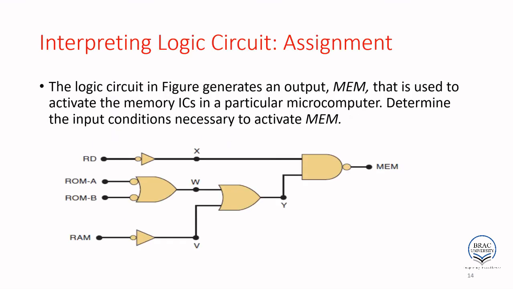Okay, so here are two assignments for you. It says the output circuit in the figure represents output MEM. This is the output that is used to activate the memory IC in a particular microcontroller. Determine the input condition necessary to activate the output. So to activate output MEM, what should the inputs be, like RD, ROM A, ROM B, ROM C? You need to determine that. Just think about whether it is active high or active low. If it is high, then what should this input be? Then from this input, you can determine this input, and from there this input.